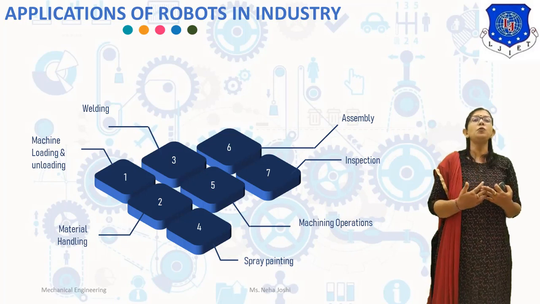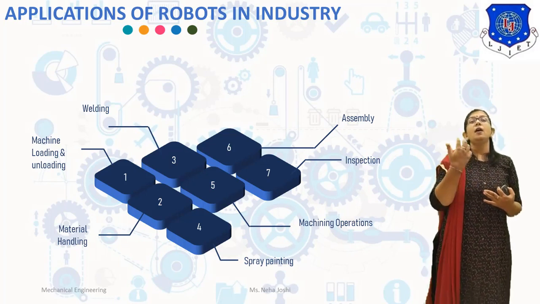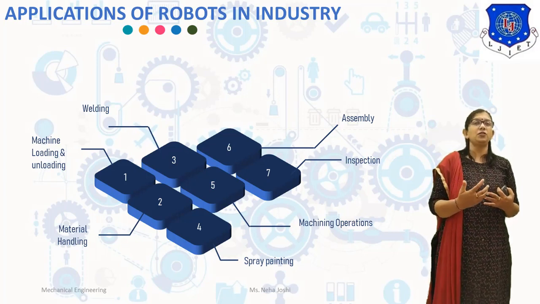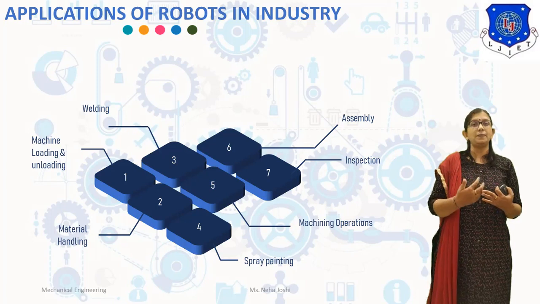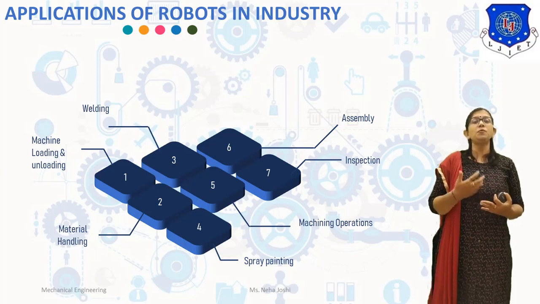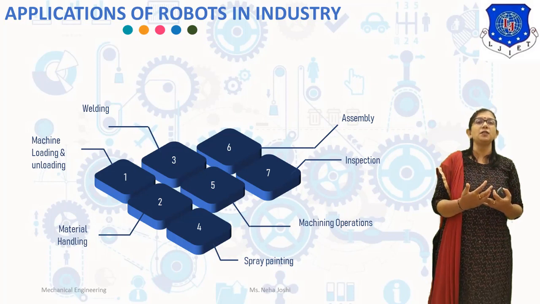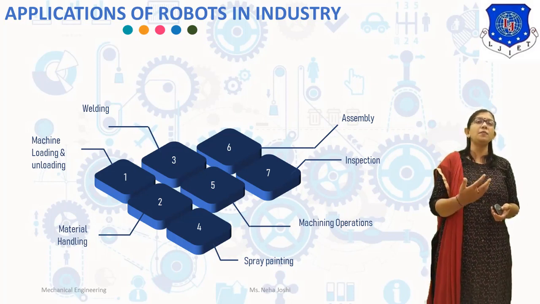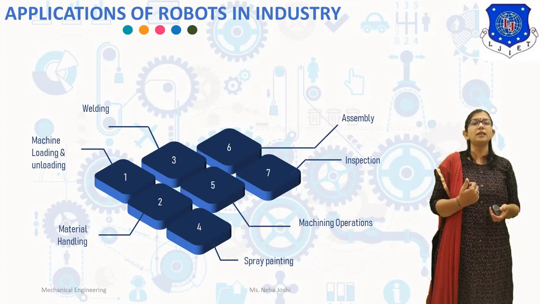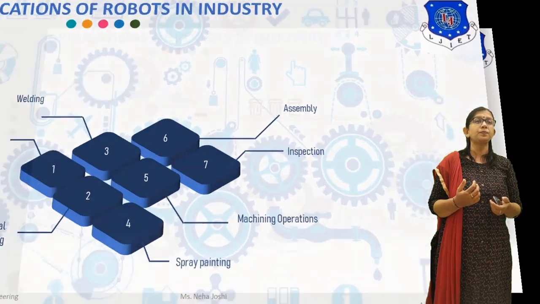The most common configuration used in the assembly is the SCARA robot. The last application is inspection. Robots are used for inspecting a part or sub-assemblies. The inspection probes mounted on the end effectors are used for checking the dimensions. Checked dimensions are compared with the predetermined value. In some cases, the robot separates the rejected parts. So these are the applications of robots.